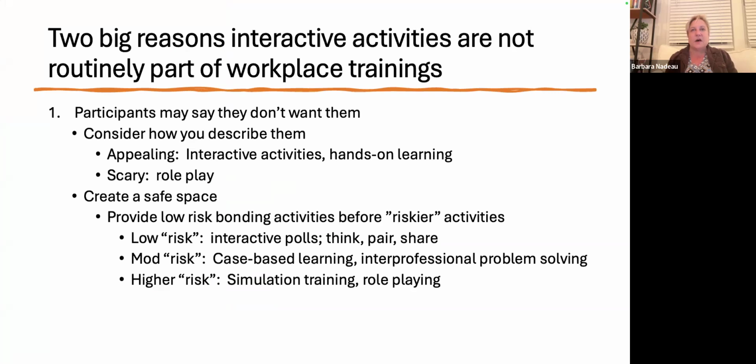But there's reasons that people don't use interactive activities in their trainings. I want to talk about two of them. And this first one kind of resonates with me. Participants might say they don't want them.